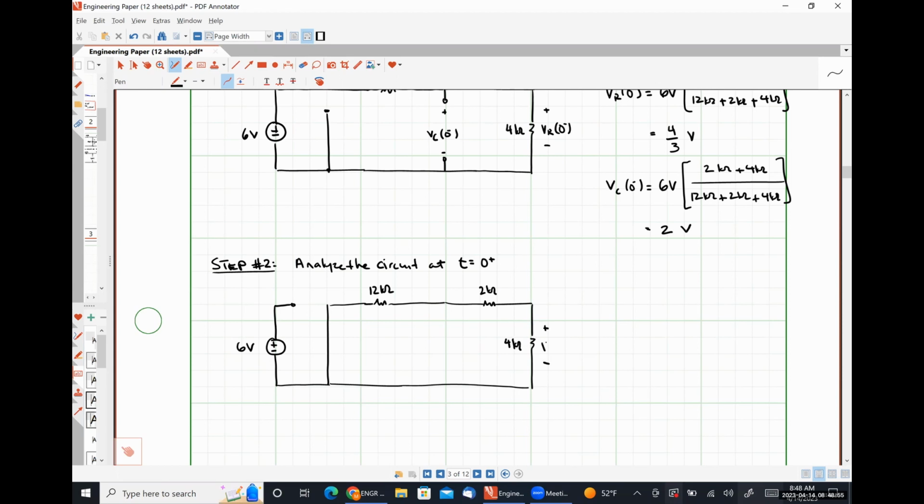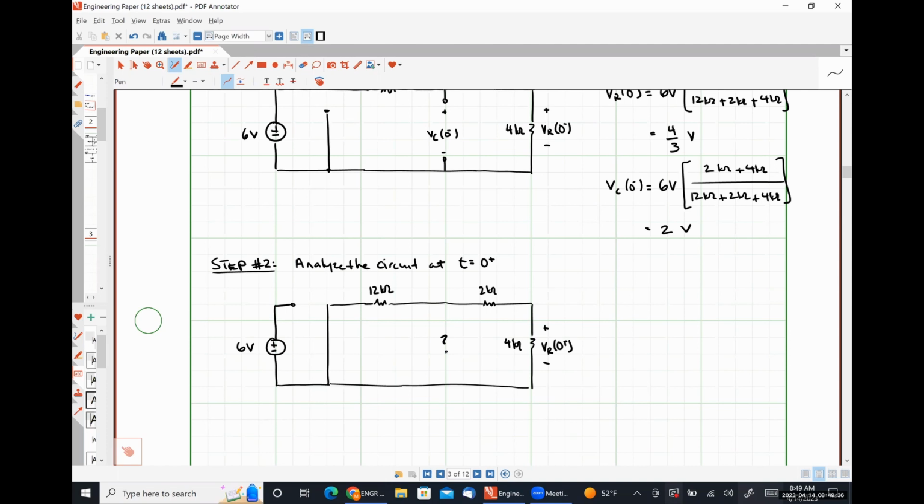This is going to be VR at 0 plus. Right now, I'm just putting a question mark where the capacitor is. So let's talk our way through this. What do we know about capacitors? The voltage drop across a capacitor cannot change abruptly. Okay. So whatever voltage the capacitor had at t equals 0 minus, it must have the exact same voltage and polarity at t equals 0 plus.